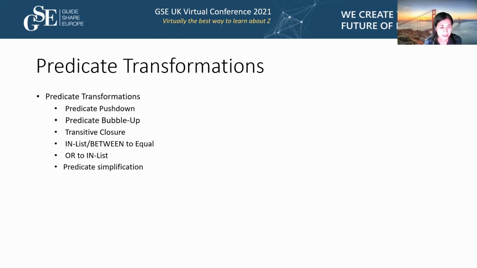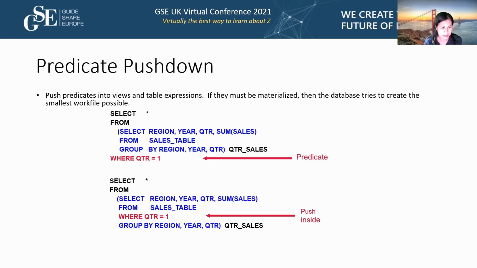Now let's talk about the predicate transformation. The first category that we're going to cover today is predicate pushdown. So what is the purpose of predicate pushdown? Predicate pushdown is trying to push the predicate from the outer query block to the table expression. The purpose is to add more filtering to the table expression in order for us to reduce the table expression work file size.